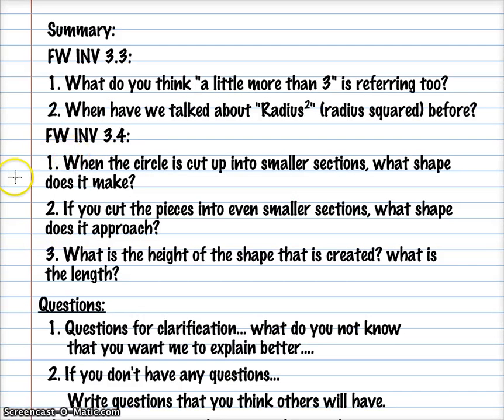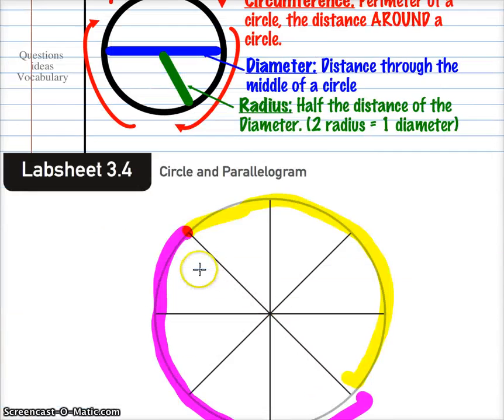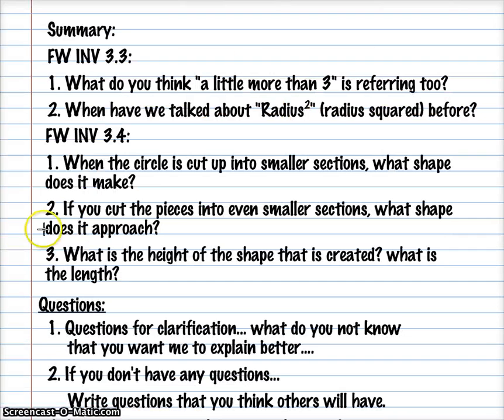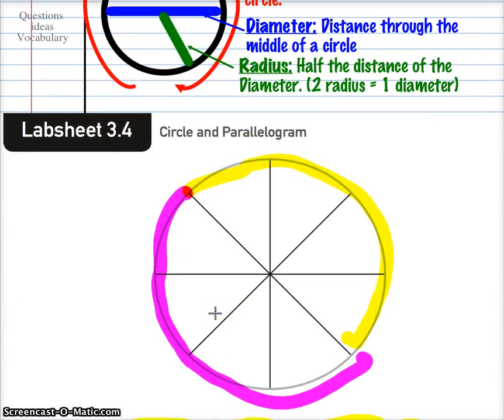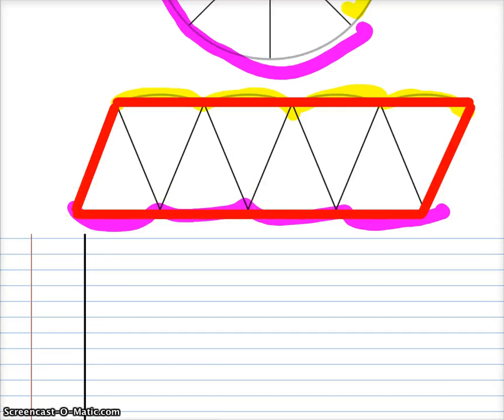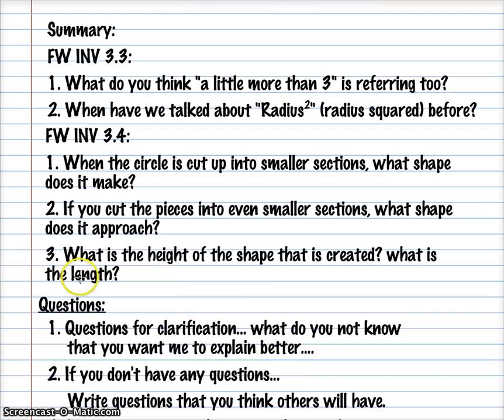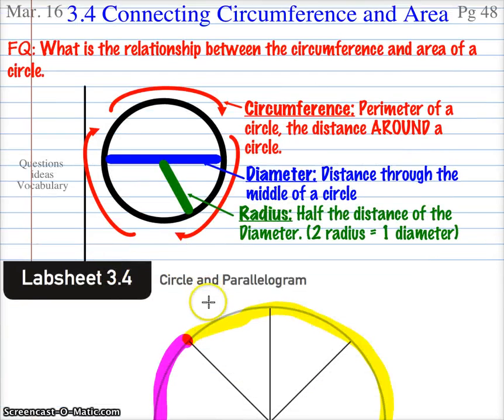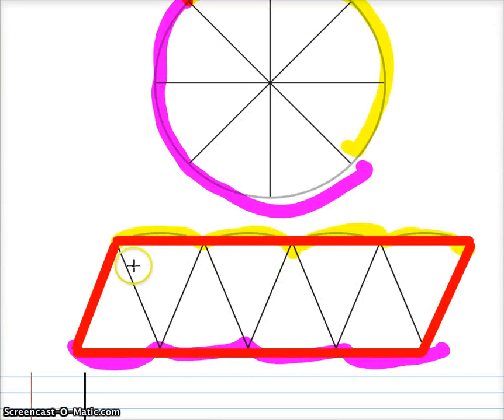For 3.4, when the circle's cut into smaller sections, what shape does it make? So what shape does this make? If you cut it into even smaller sections, so instead of 8 sections, let's say you cut it into 16 or 100 sections. If I cut this into 100 sections, will it still look like this, or would it look different? And what is the height of the shape that is created? So if I cut this into 100 shapes, 1,000 even sections, and I put them all like this, what shape will it look like? What will the height be, and what will the width be?